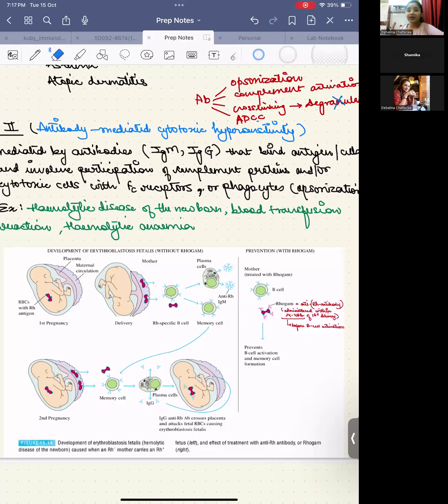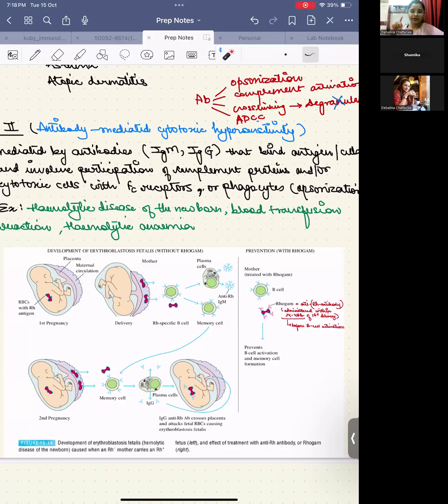But during the time of delivery, when the umbilical cord is breached, there is some sort of blood transfusion that happens, and some blood along with Rh positive RBCs can reach inside the maternal circulation. Now, the fetus is already out of the mother, but the antigen has reached the maternal circulation, right?